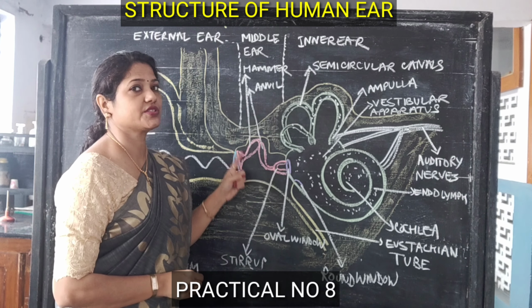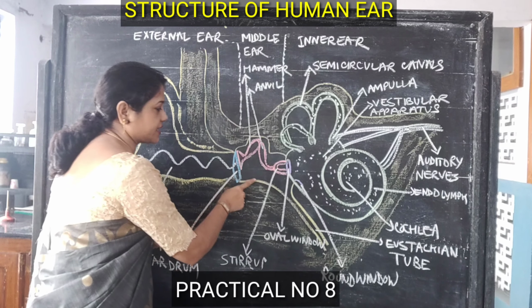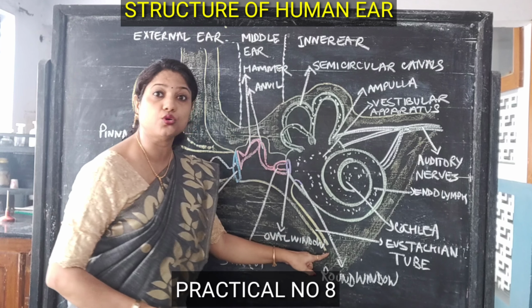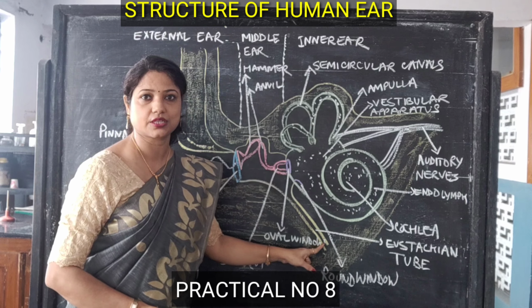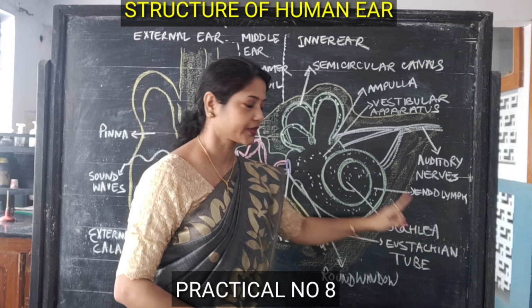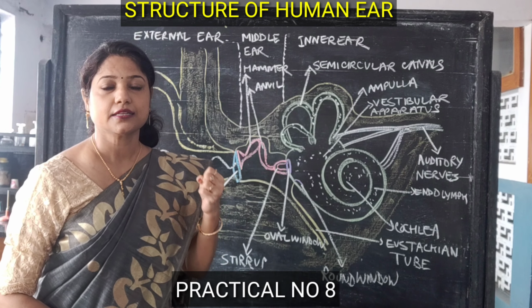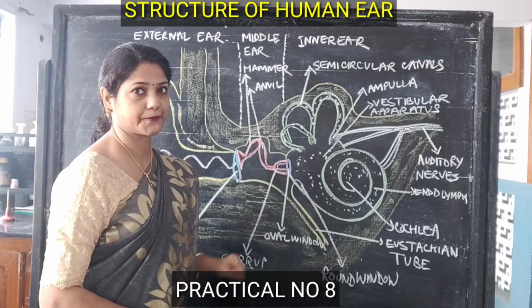And there is a tube-like structure in the middle ear which comes out from the middle ear and enters the throat region, that is, it joins the throat region. This tube is called the Eustachian tube. So these are the parts which are present in the middle ear. Let us see the structures which are present in the inner ear.